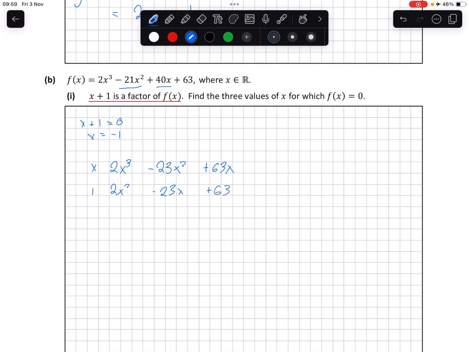This is the box method. If you want to do the long division way, it's entirely up to you, whatever you feel more comfortable with. It doesn't matter what your teachers are telling you. If it seems easier to you and it's the correct way to do it, you may as well just go do it, because at the end of the day, it's your Leaving Cert, so that matters.